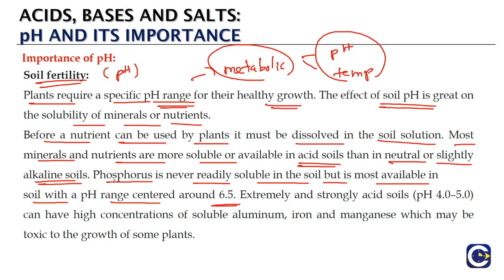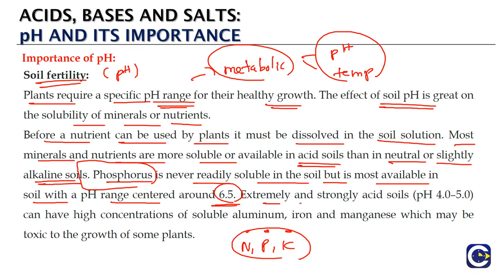So one of the important elements for plant growth is phosphorus. We call them NPK: nitrogen, phosphorus and potassium. So these are three important elements for the growth of plants. Phosphorus is not readily soluble in soil, but if we have a pH value which is around 6.5, mildly acidic, not very strongly acidic in nature, this will be easily able to dissolve in the soil.